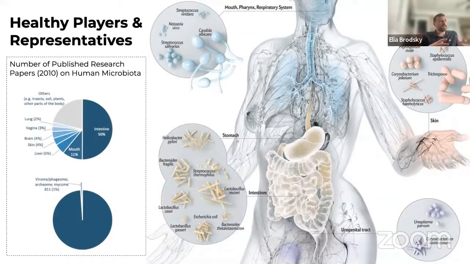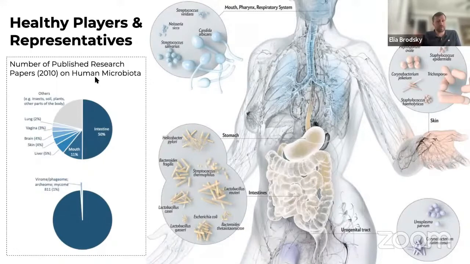Here you can see that the number of studies has been exponentially increasing from the time that these methods were introduced. And today we have a pretty good sense of these different established communities in the human body, for example. Here you can see some typical members of the microbiota in the mouth, skin, and other parts of the body. And here you can see the number of published research papers on human microbiota.